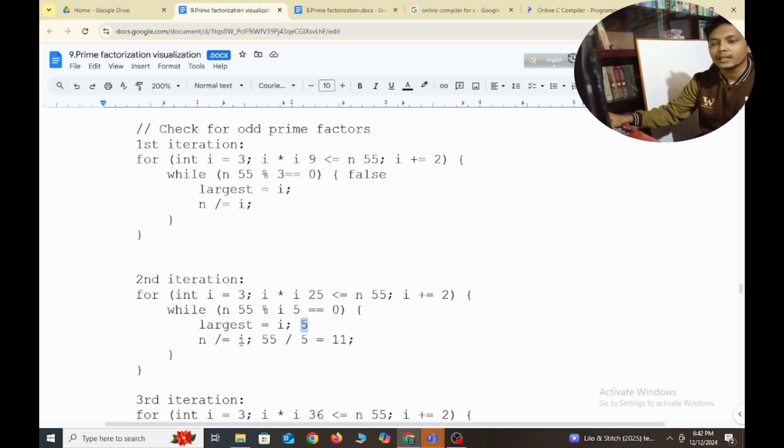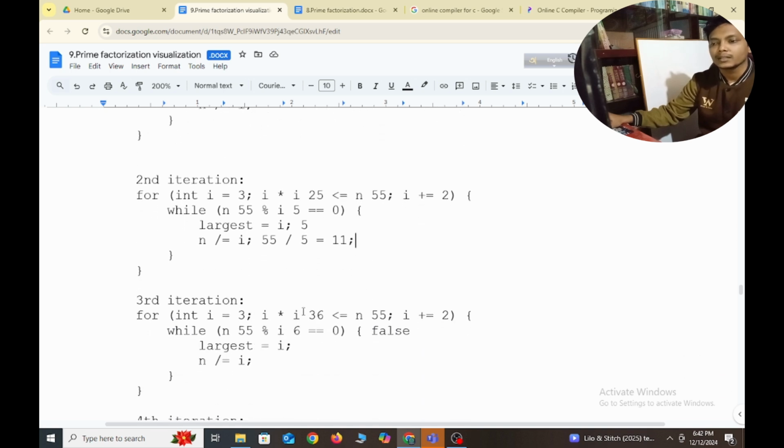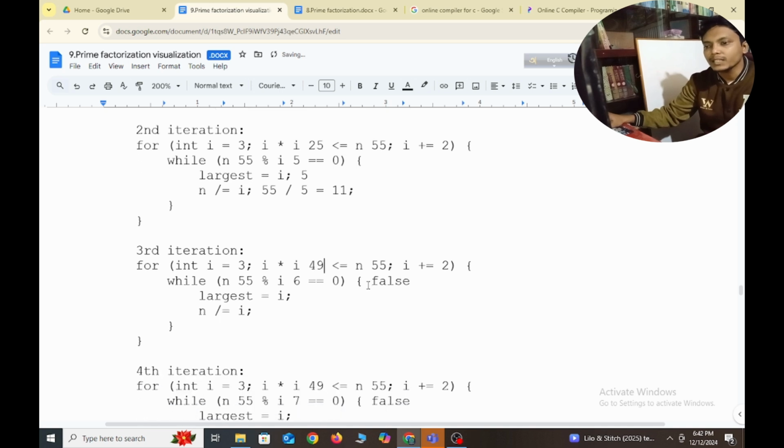So n is n divided by i. So 55 divided by 5 is equal to 11, right? So n is 11 now, right? So for the third iteration, i becomes 7, guys. Okay, so when it's 7, it would be 49. 7 into 7 is 49. So it's fine, guys. Here it would be 7. So 7 cannot evenly divide, right? So this should be false.